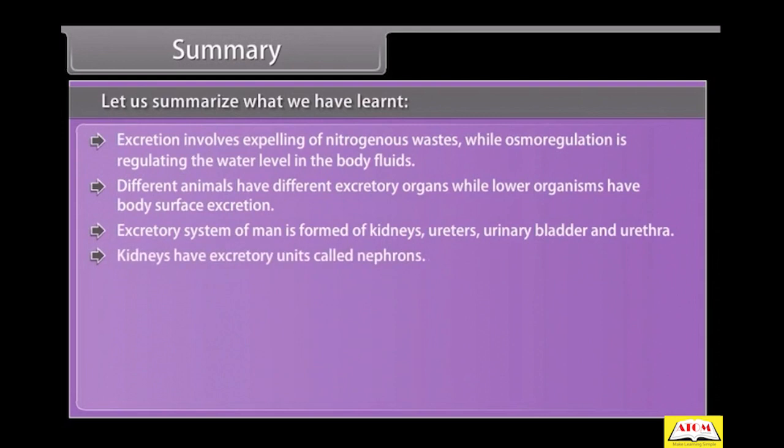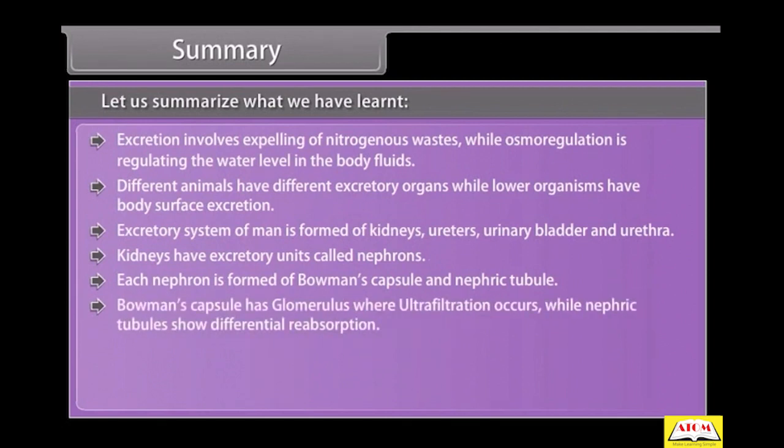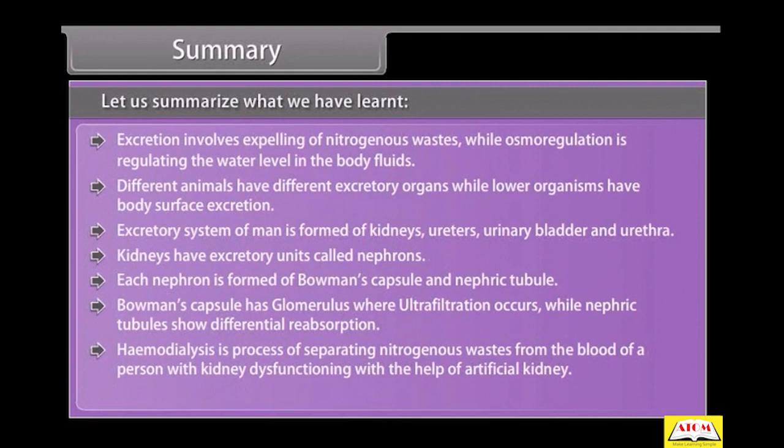Kidneys have excretory units called nephrons. Each nephron is formed of Bowman's capsule and nephric tubule. Bowman's capsule has the glomerulus where ultrafiltration occurs, while nephric tubules show differential reabsorption. Hemodialysis is a process of separating nitrogenous wastes from the blood of a person with kidney dysfunction with the help of an artificial kidney. In plants, oxygen and excess water are released through stomata.